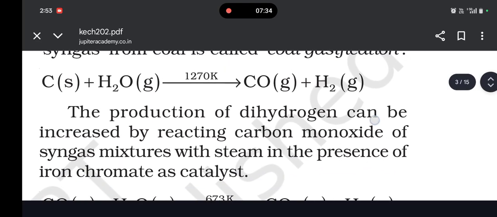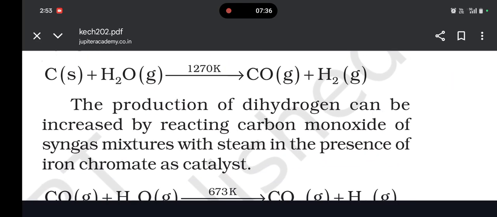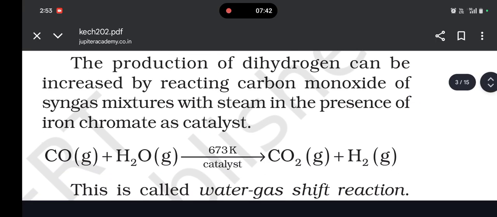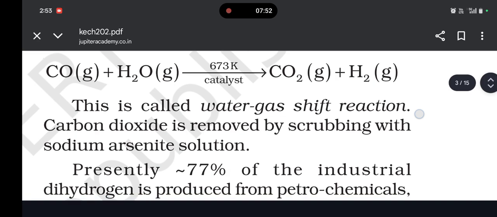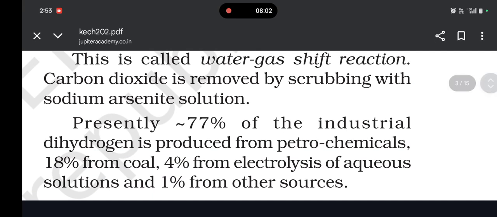Carbon plus H2O at 1270 Kelvin temperature gives carbon monoxide gas plus hydrogen gas. The production of dihydrogen can be increased by reacting carbon monoxide of the syngas mixture with steam in presence of iron chromate as catalyst. As we can see, the reaction CO plus H2O gives CO2 plus hydrogen at 673 Kelvin temperature. This is called water gas shift reaction.